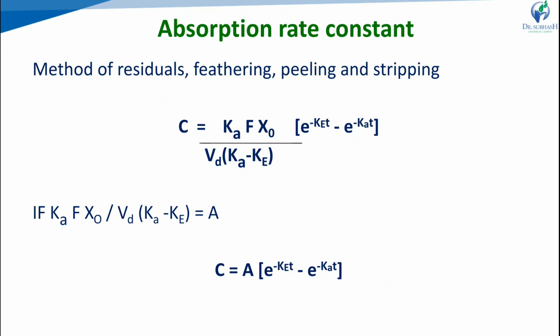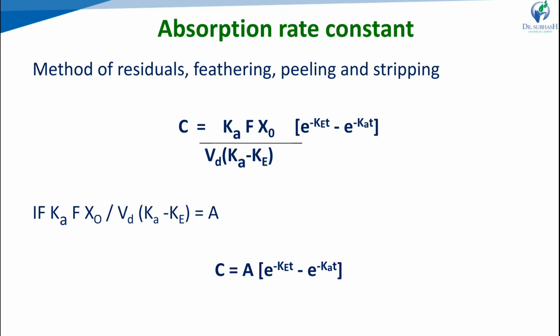The first one, the method of residuals, is used for the calculation of the absorption rate constant. This technique is also known as the feathering, peeling or stripping method. It is commonly used in pharmacokinetics to resolve a multi-exponential curve into individual components.